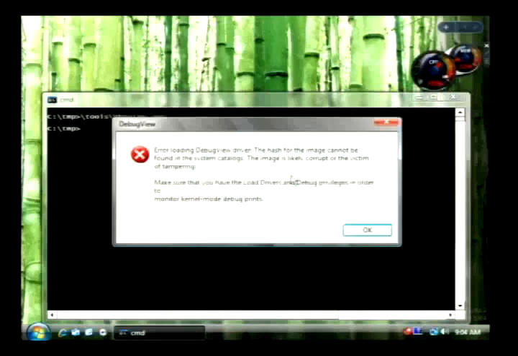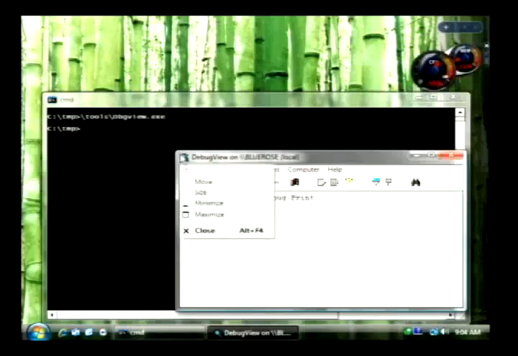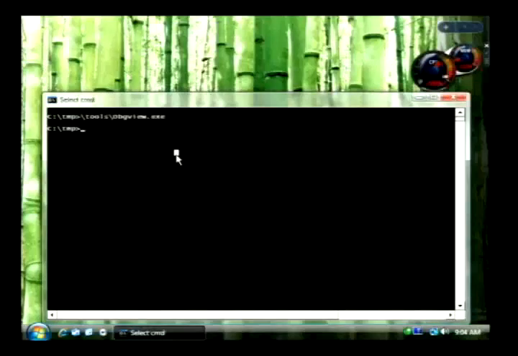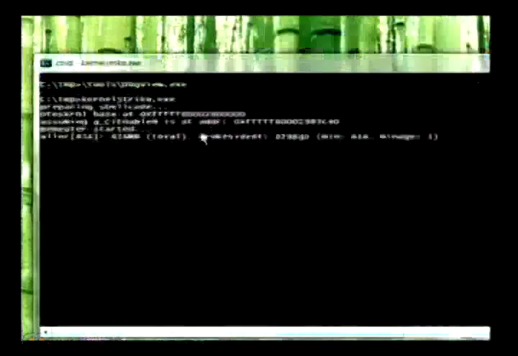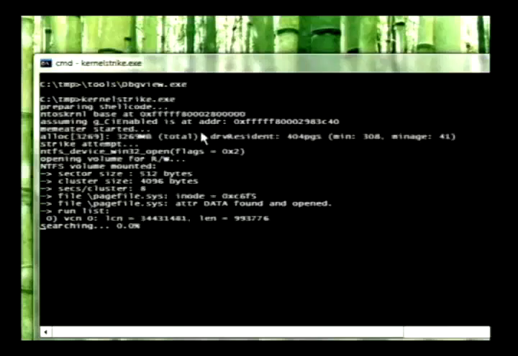We have a Vista Beta 2. We try to load DebugView standard 2 from Sysinternals, which is not signed, of course, and we get a message: error loading DebugView driver, because it's not signed. I guess in a few months it will be signed, right? So now we start the kernel strike attack. We see it allocating lots of memory.